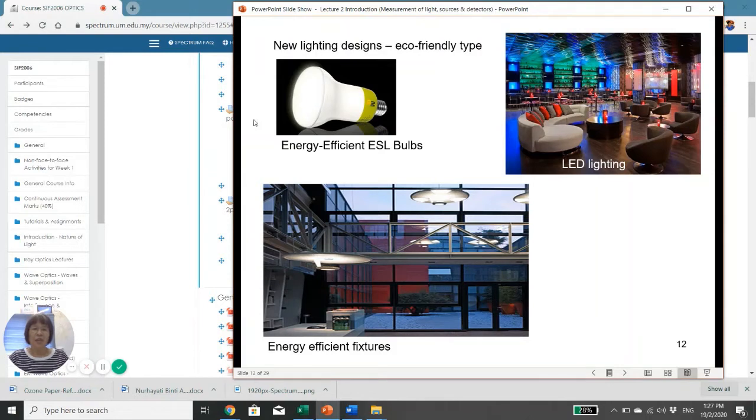Of course, we have new lighting designs, the eco-friendly and energy efficient type, for example LED lighting, and architectural design that takes into consideration or makes use of the natural lighting as well, so it becomes an efficient eco lighting system. Okay.